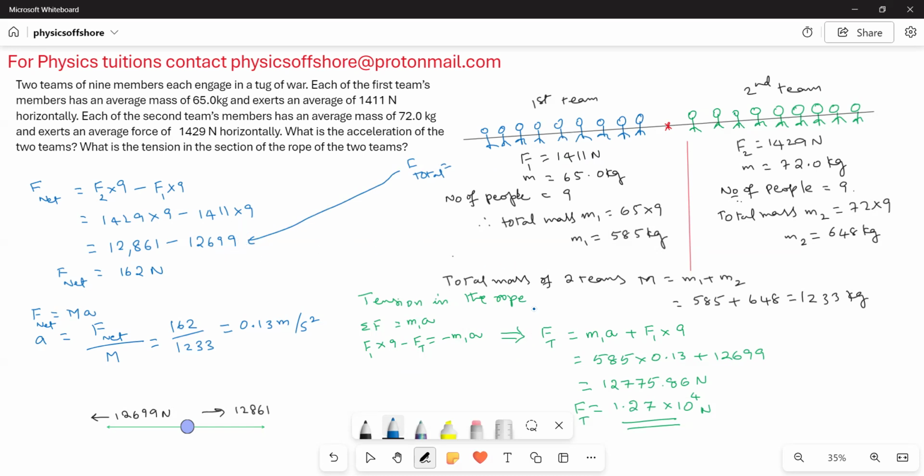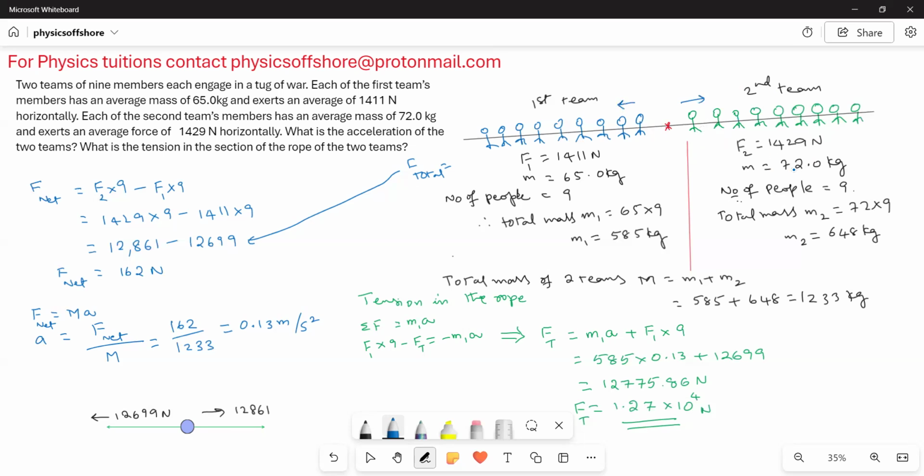And next, what happens here? You go to the second team. There are also 9 members, and they are pulling the rope in the opposite direction. These people are pulling the rope in this direction, and these people are pulling the rope in this direction. This is the tug of war.